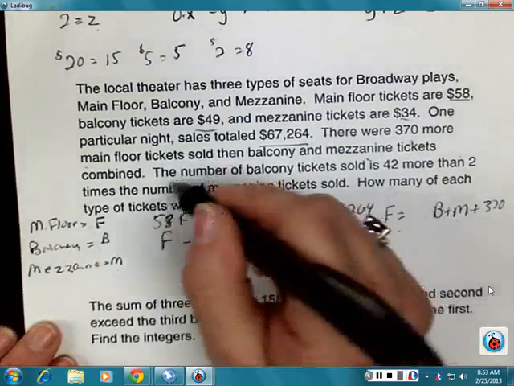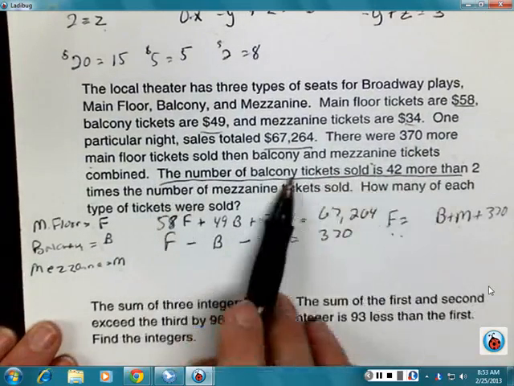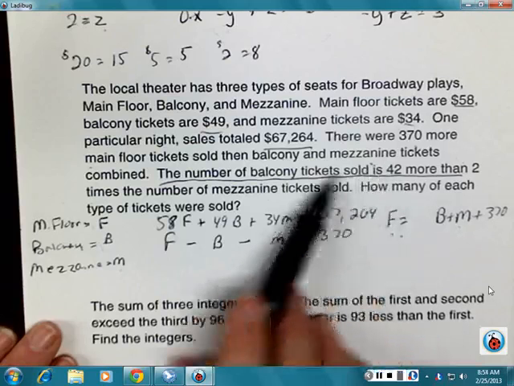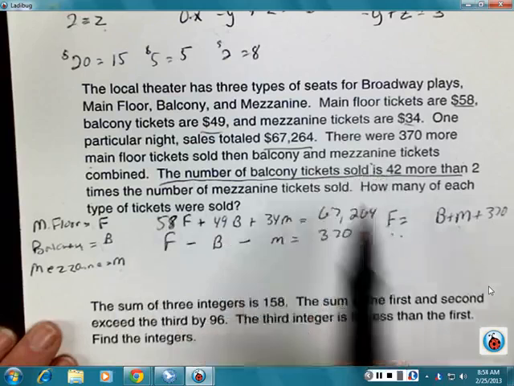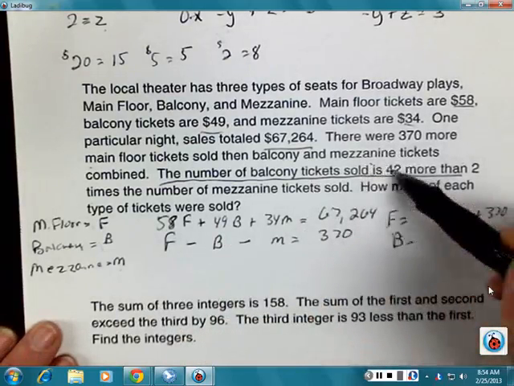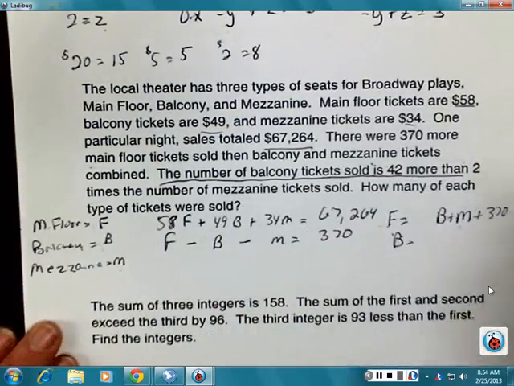Now we have one more equation. So we have to have three of them. The number of balcony tickets sold is... this is kind of nice to us, because what does "is" mean? Equals. So we can say the balcony is 42 more than 2 times the number of mezzanines. What does that mean?